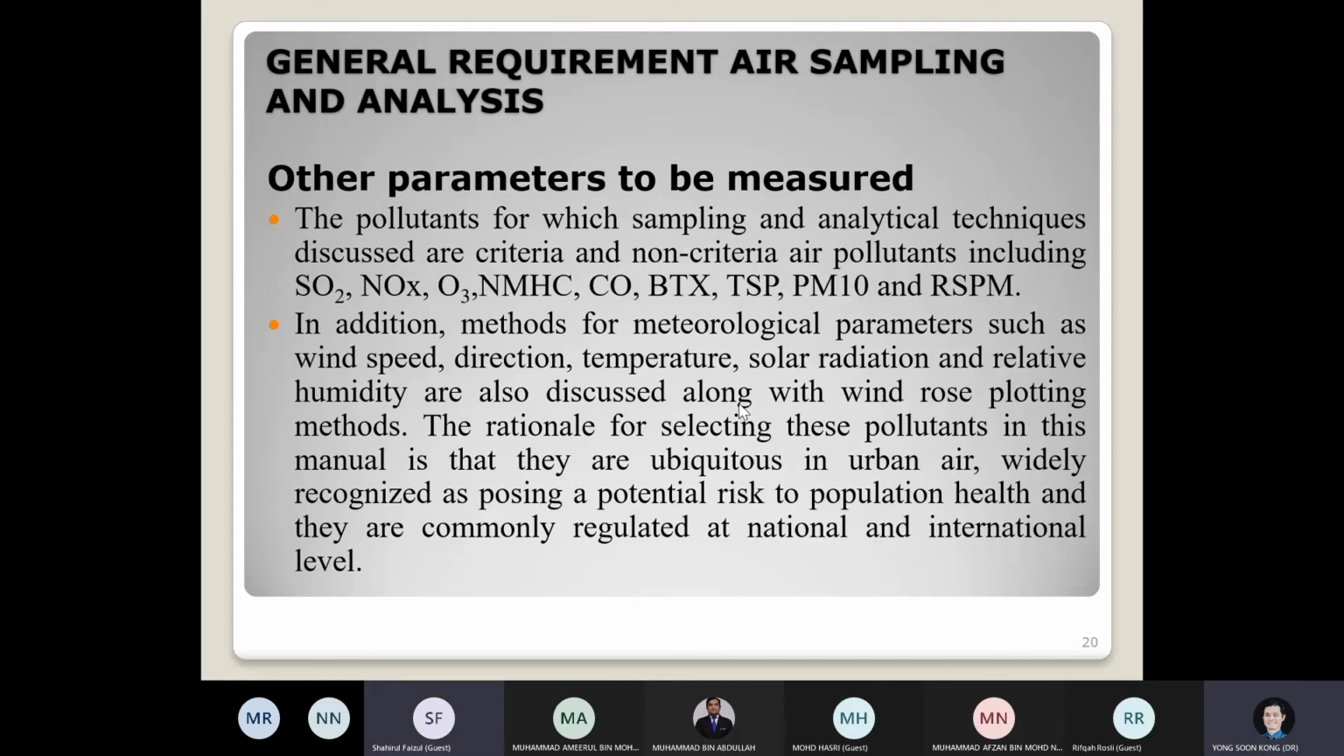Okay, so no air monitoring is complete without this. So always remember, in any air monitoring plan or sampling plan, meteorological parameters are compulsory. You cannot do without it. Yeah, it must be there.